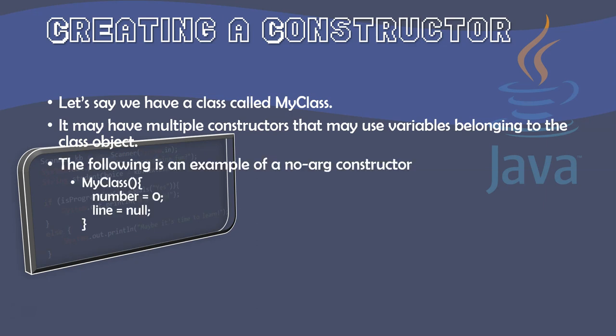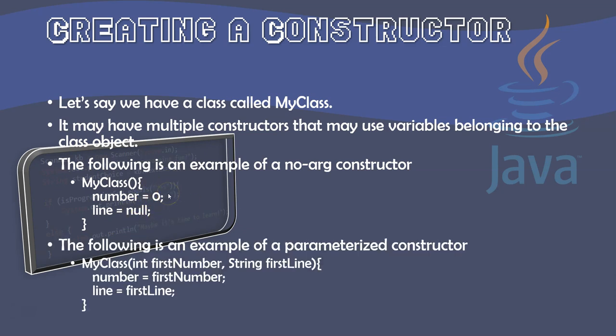So here's an example of what we call a no-arg constructor. No-arg constructors are another way to think about it as the default constructor. So when you're not passing in any parameters. So MyClass, and you can see we have no parameters here in our parentheses, so that's empty. And I'm just saying number equals 0 and line equals null. In this case, there's probably instance variables called number and line that belong to the class. And of course, we're just initializing them to these values.